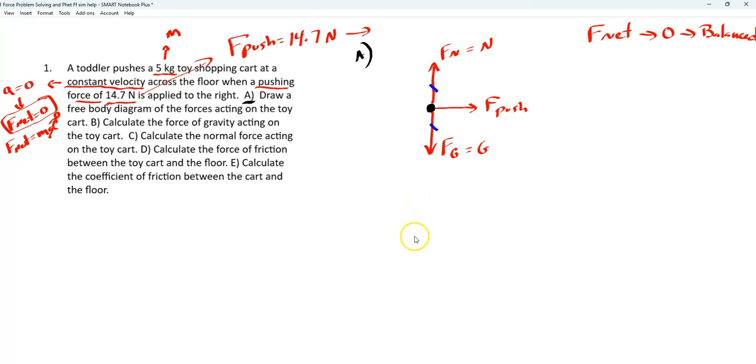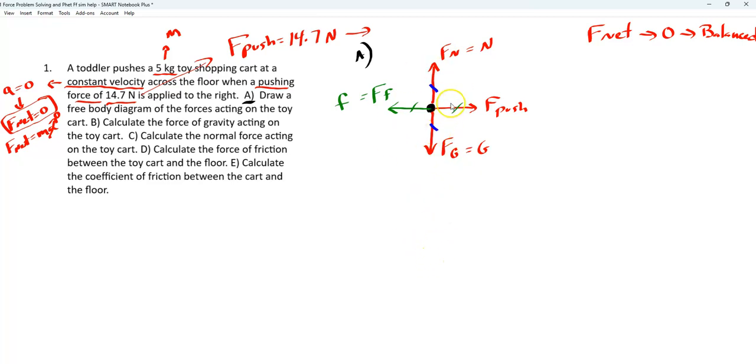Because if they weren't balanced, then the shopping cart would either fall through the floor or be accelerating upward, and that doesn't happen. The last force that we have in here is the force that's going to try to slow things down, which is friction. So again, these are going to be balanced, so you can label it F for force of friction, or you just call it a lowercase f for friction. Either way is fine. It doesn't really make a difference. So that's a good free body diagram.